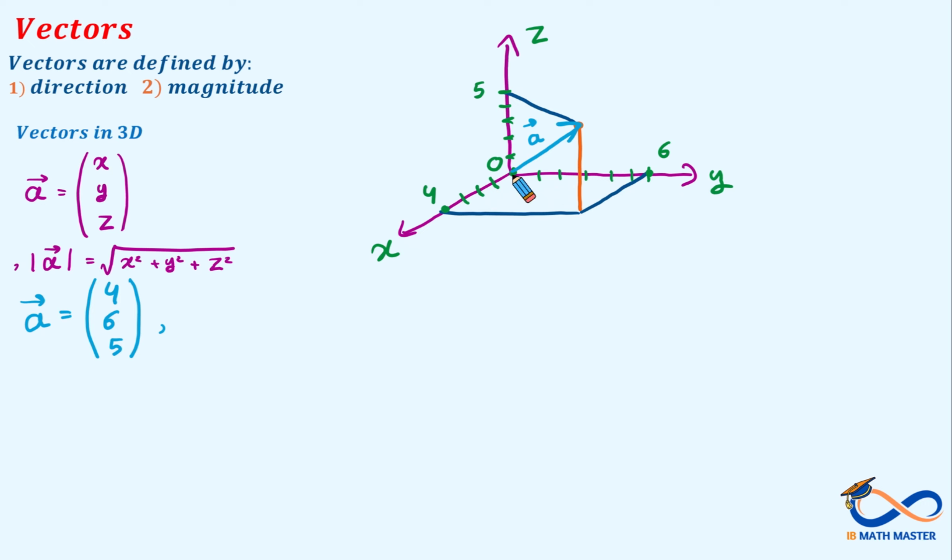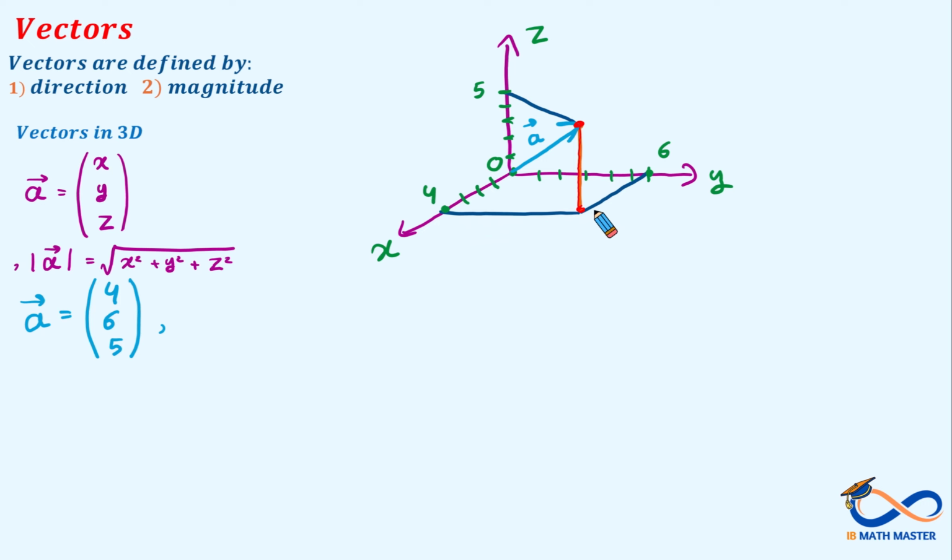Vector A is illustrated here. Now, as you see from this point in the vector, if we drop a line perpendicularly to the xy plane, and then we go to the x-axis here, x would be 4. So that's why here we have x equals 4.